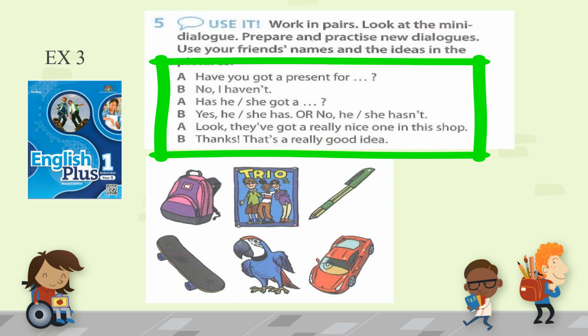Okay, next. If your friend is a boy, you say, has he got what? A pen, maybe. Or if your friend is a girl, you say, has she got what? Has she got a bag? Then if they have, then the answer is yes, he has. Then if you answer yes, he has, then you have to write another one. Has he got a film? And then if you say no, he or she hasn't, then you can just go to the last one. Look, they've got a really nice one in the shop. Thanks, that's a really good idea.